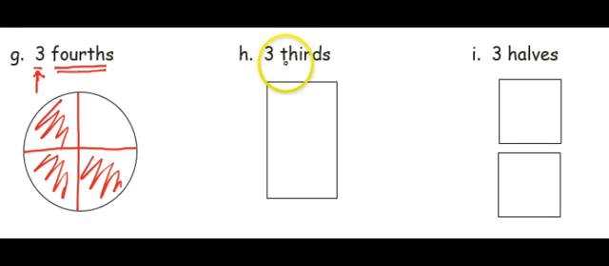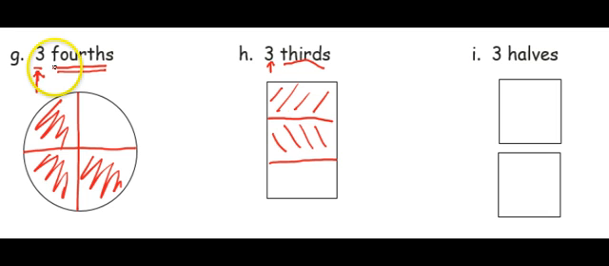In the next shape, I'm looking for thirds. That means I need to divide the shape into 3 equal pieces. So I'll divide the shape. There's my 3 equal pieces. I need to shade in 3 of the pieces. Well, since I have 3 equal pieces and I'm shading in 3 pieces, that means I'm shading in the entire shape.